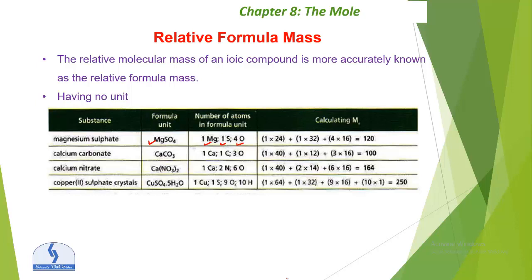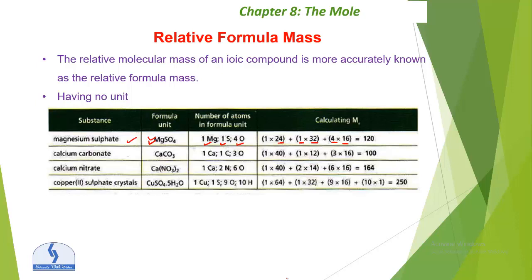This is the formula unit. We can say this is the relative formula mass, but it is calculated the same way as the relative molecular mass. So 1 multiplied by 24, where 24 is the atomic weight of magnesium. Sulfur's atomic weight is 32, number of atoms 1, and for oxygen the number of atoms is 4 and the atomic weight is 16. That will give you a total of 120. That is the relative molecular mass, but this is a formula unit, so we can say this is the relative formula mass because this is an ionic compound.